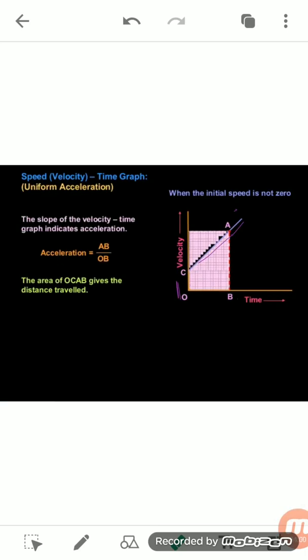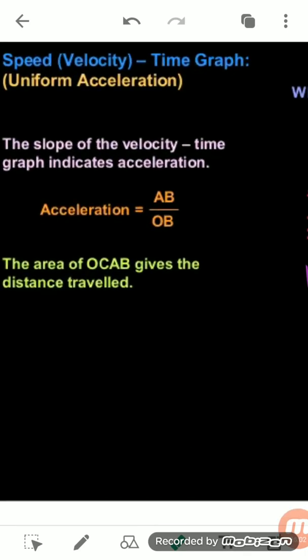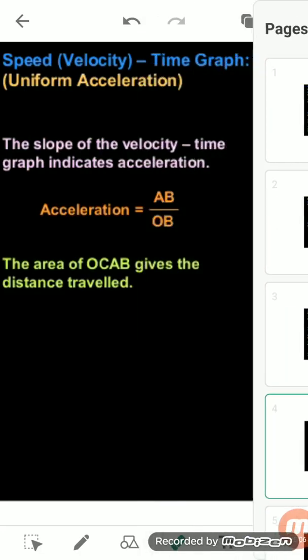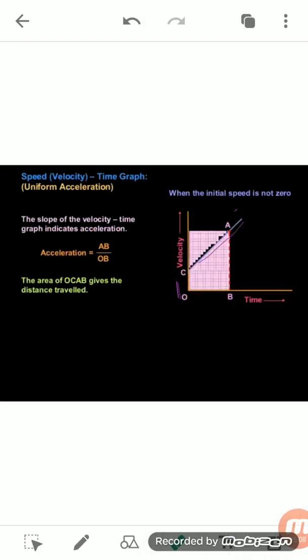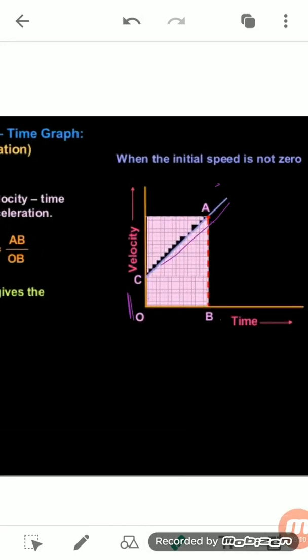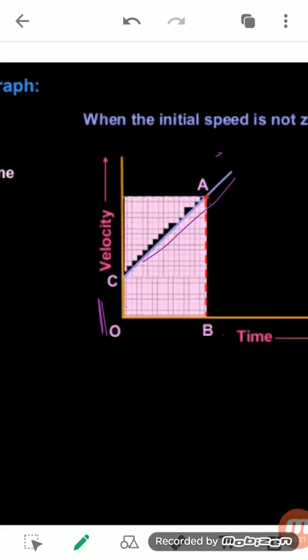Now see here, in this case the area of OCAB gives the distance traveled. When we talk about the distance traveled by the body in the given time, in this graph where the initial speed of the body is not 0, it is equal to the area under the speed time graph. What is the area here? This one is the area. So, the speed time graph, the area under this.